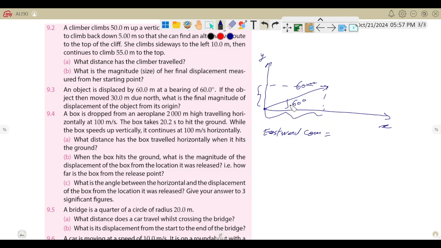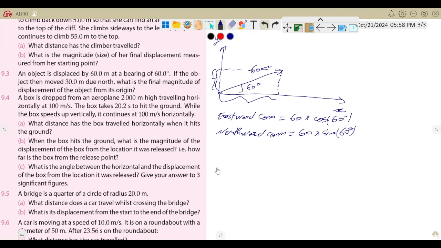This is the adjacent of this angle. That means we can write 60 as a distance times the cosine of this 60 degrees. Okay? And for sure the northward component would be the sine. So the northward component would be 60 times the sine of 60 degrees, because this distance is exactly the opposite compared to this angle.